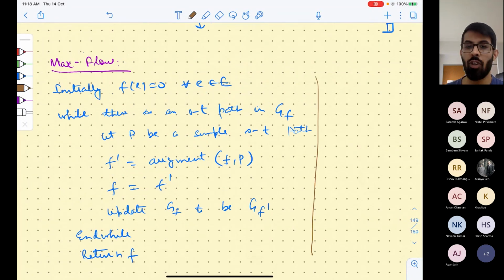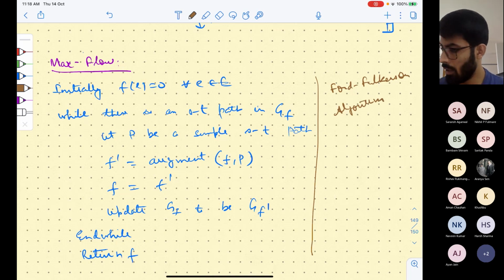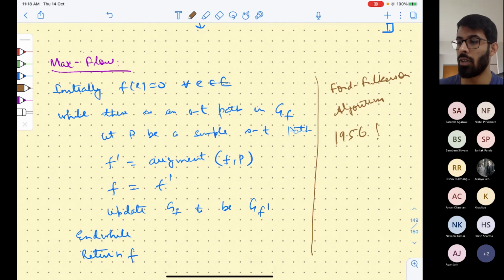And this is the obvious thing after doing the augmentation, because that is what we want to repeat: whenever we find a path in the residual graph, then we do this thing, augmentation, right? So this is called the Ford-Fulkerson algorithm. And it was developed in 1956, I think. So it is one of the oldest polynomial time algorithms which is there.